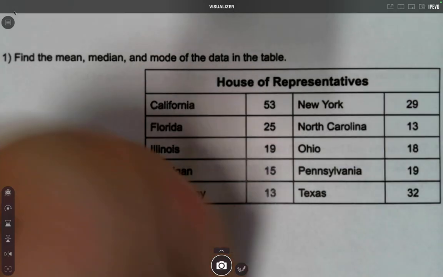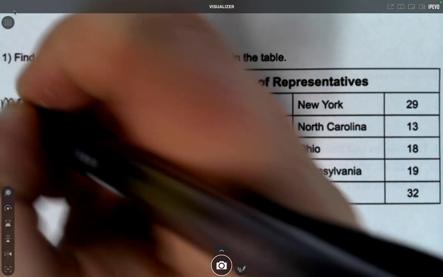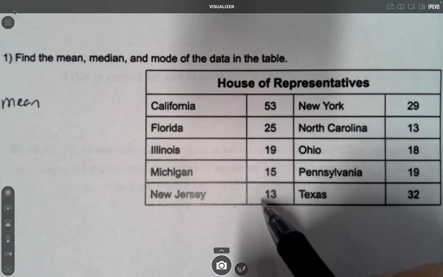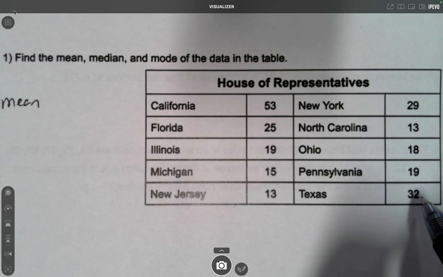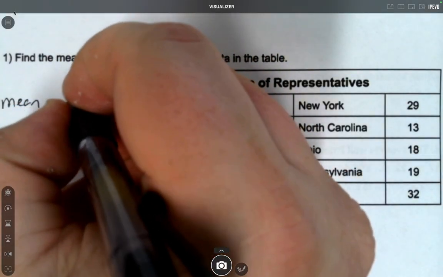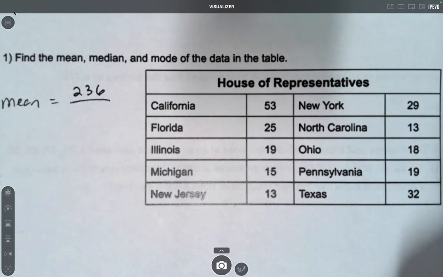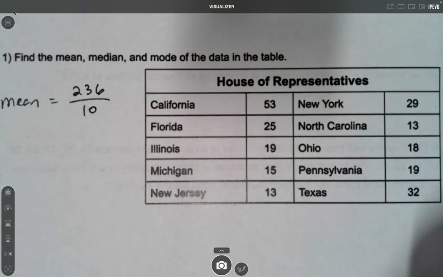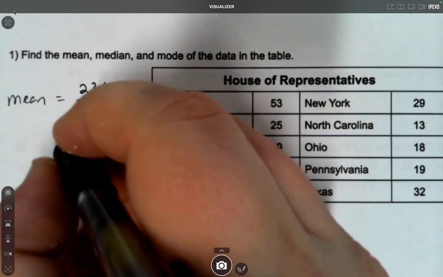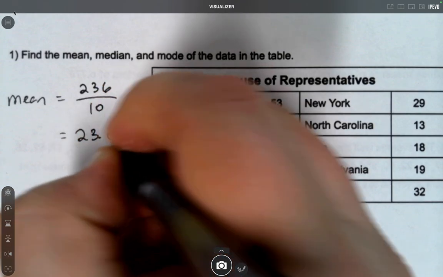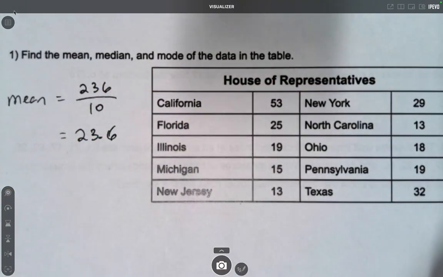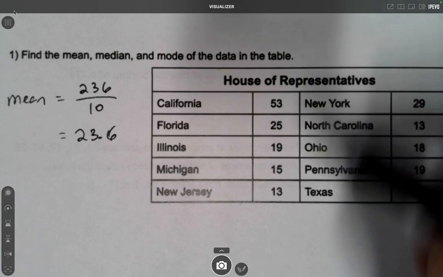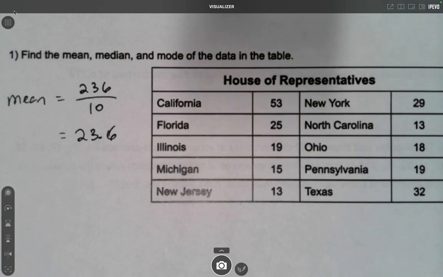So to find the mean, we add all 10 of these numbers together. You can do that in your calculator. If you add all 10 of them, you get 236. Then you divide by the number of ones they have here, which is 10. So when you do 236 divided by 10, we get 23.6. So the mean or average number of representatives that these 10 states have in the House is 23.6.